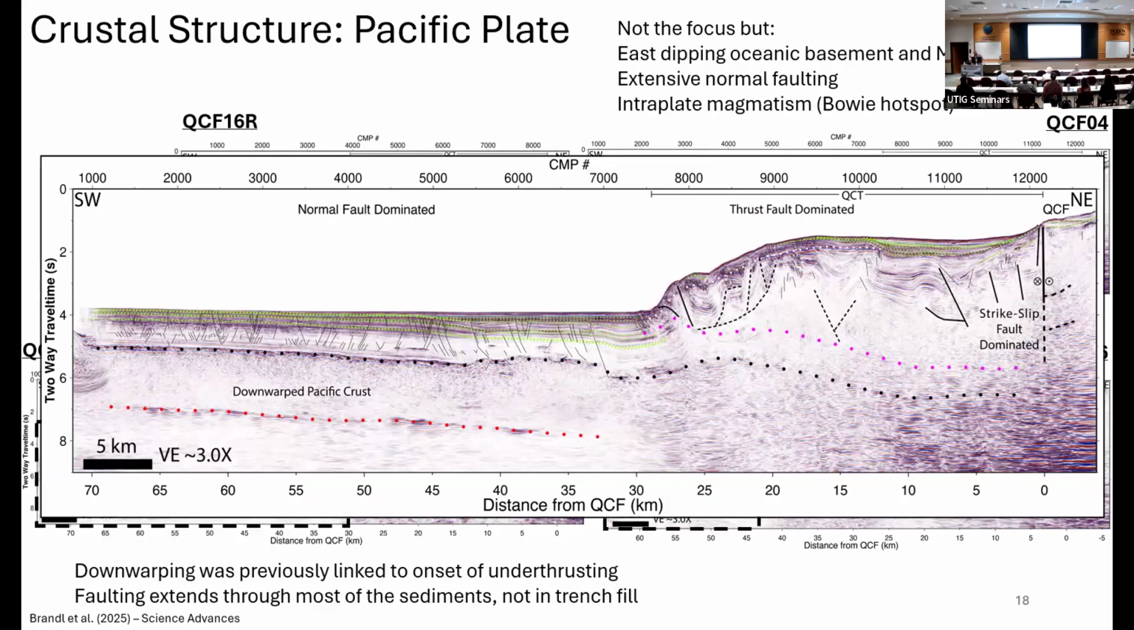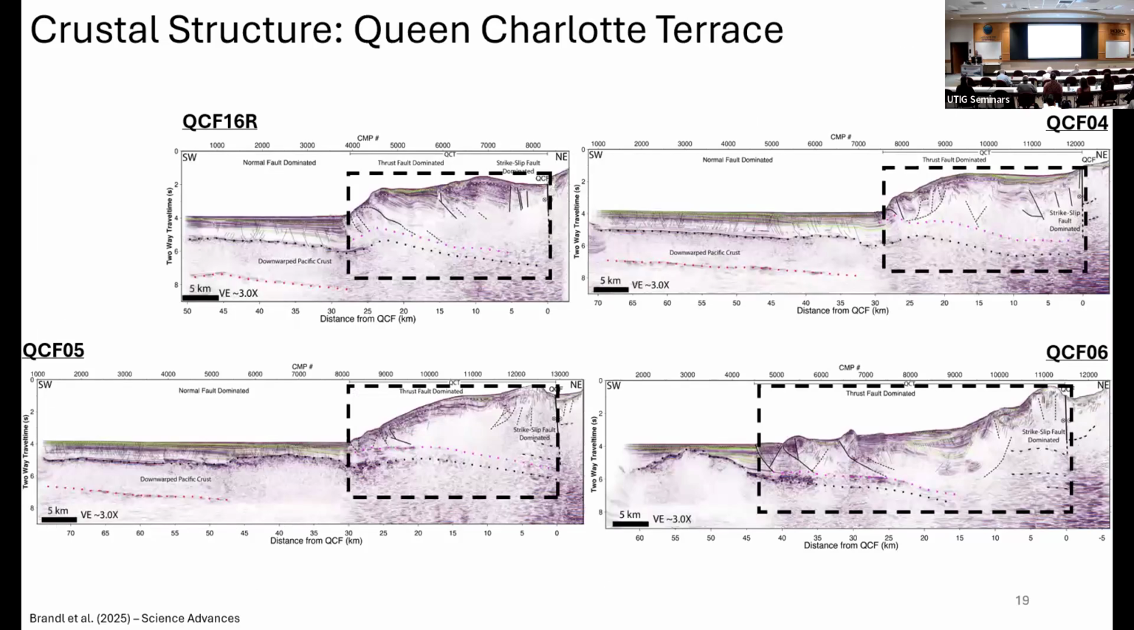In the past, this normal faulting was documented in some of the legacy data, and it was attributed to the downwarping of the plate linked to the onset of underthrusting. The faulting extends through most of the sediments, but not into the trench fill. And then moving to what we're maybe most interested in, the Queen Charlotte Terrace's structure.